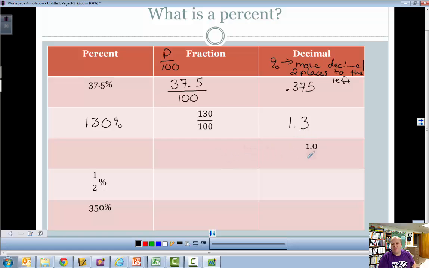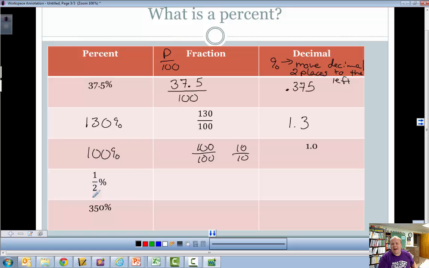Now I have the decimal 1.0. Well, that's a whole, right? So as a fraction, it would simply be 100 over 100, or the way it's written right there, 10 over 10. It's all the same thing. And then that would be 100%, because 100% represents a whole, per 100.